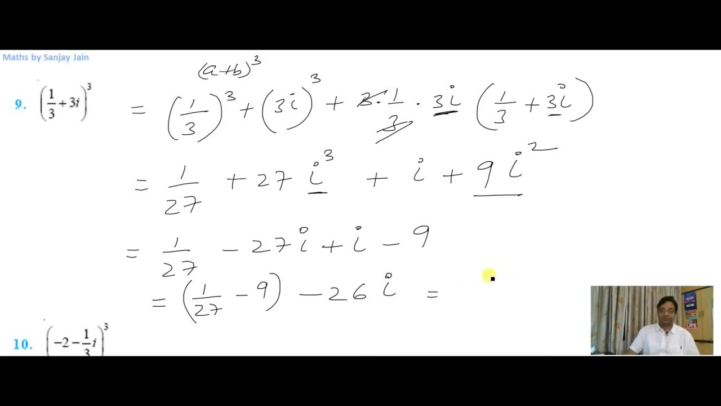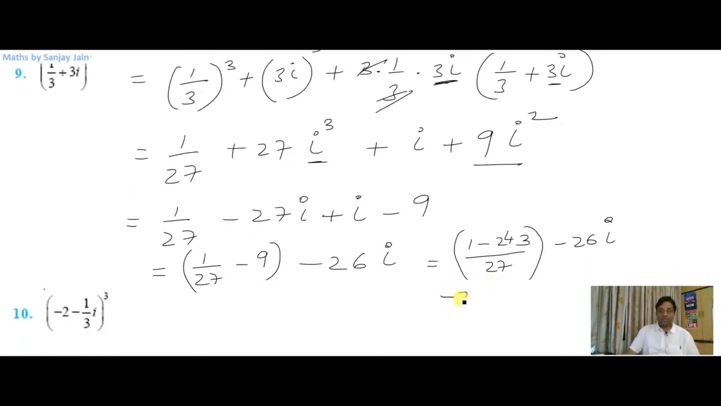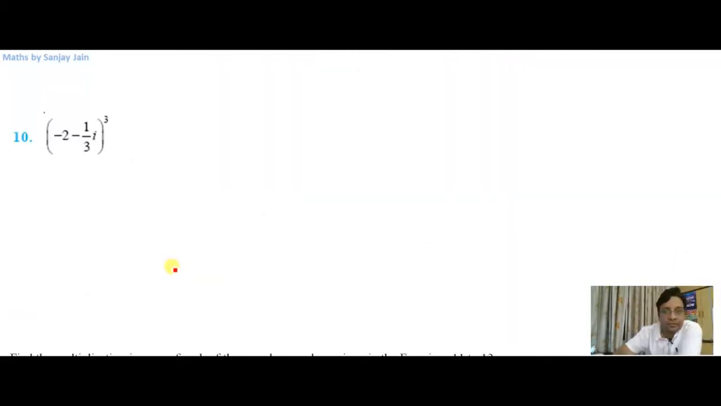Okay, now we can write this part as 1 minus 243 divided by 27 minus 26 iota, and this is minus 242 by 27 minus 26 iota, where minus 242 by 27 is your a, and minus 26 is your b, that is the imaginary part. Let us do this one.